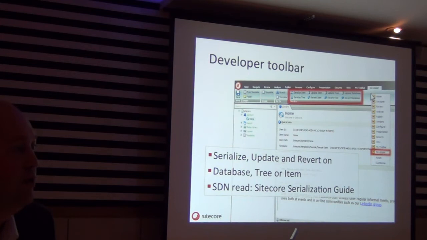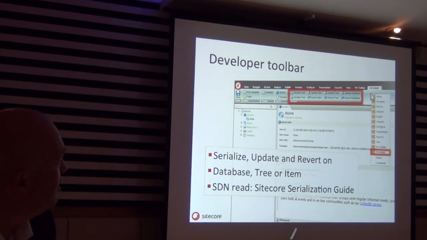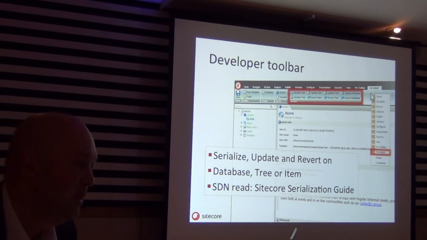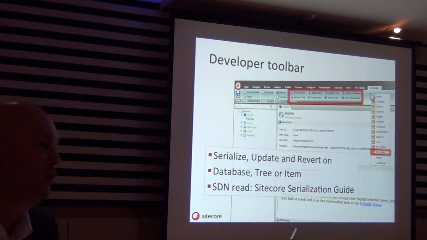Anyway, when you enable it, you get this bit here, part of the ribbon that will allow you to serialize and deserialize things. So you can see you have more than one option for deserializing. You can either update or revert, and then you can decide whether you want to work on a tree or an item or the entire database.